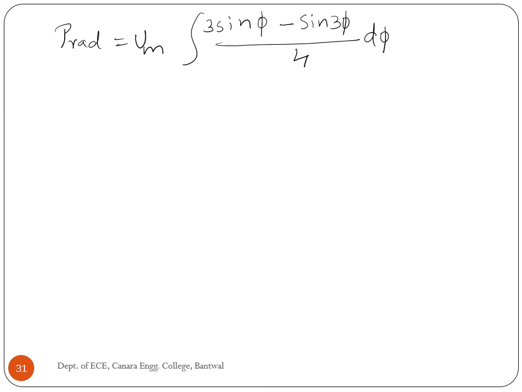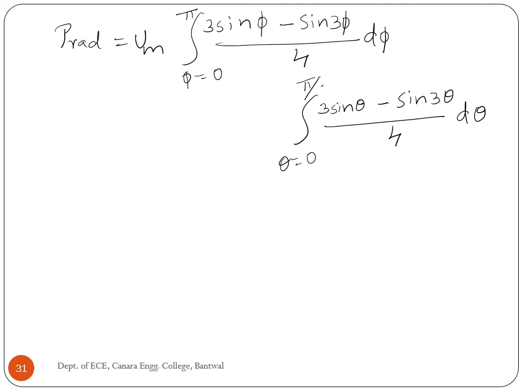Radiated power is equal to Um. Integration of sin cube phi is 3 sin phi minus sin 3 phi divided by 4 d phi, when phi is equal to 0 to pi, and integration of sin cube theta is 3 sin theta minus sin 3 theta divided by 4 d theta, when theta is 0 to pi by 2. I'll separately solve the integration.